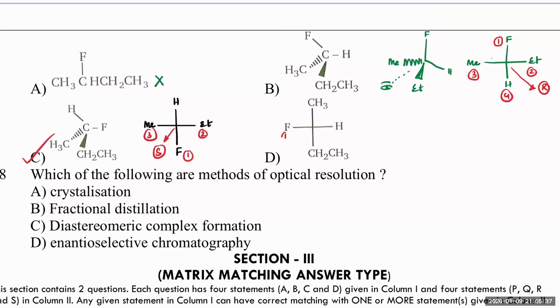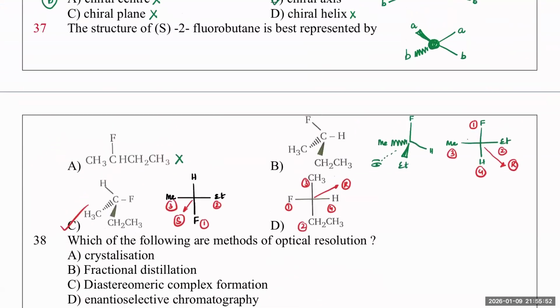Last one, 1, 2, 3 and 4. So you can see 1, 2, 3 is going anti-clockwise direction. That means it is R because the least priority is on the horizontal line. So only one option is correct, which is C. Everyone, please check it out.